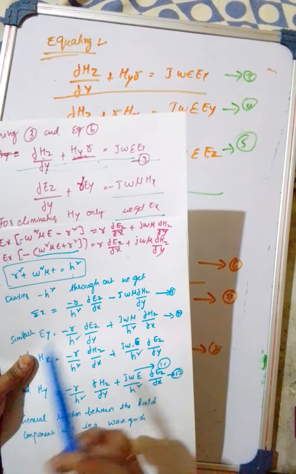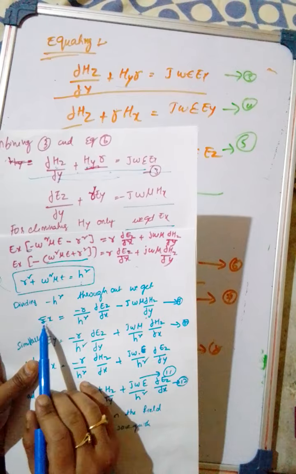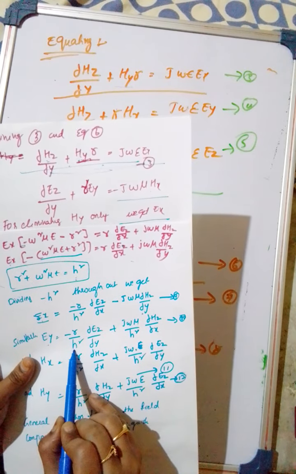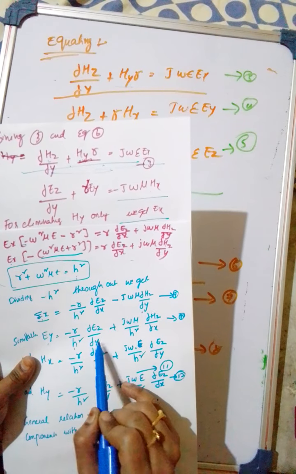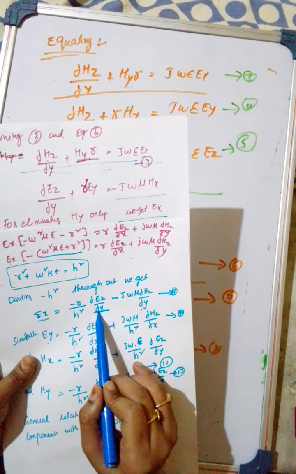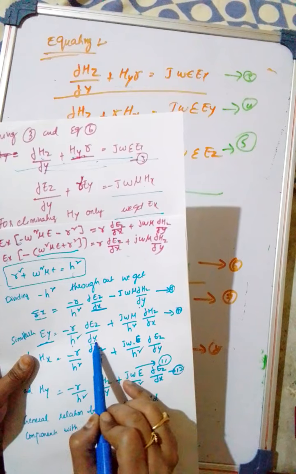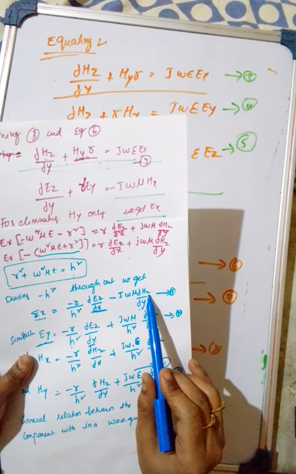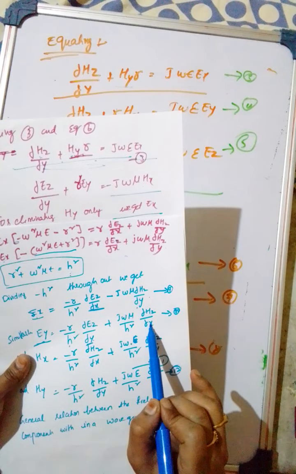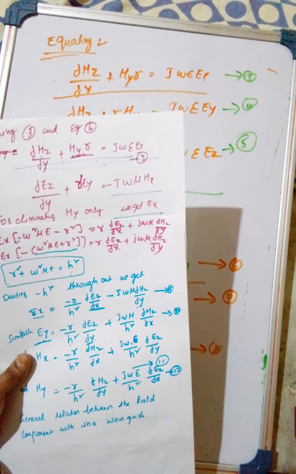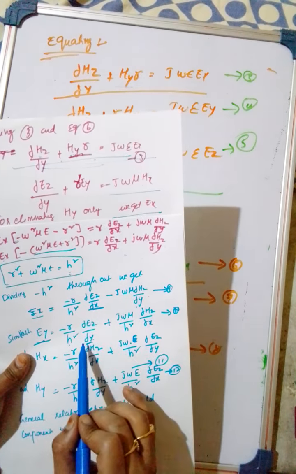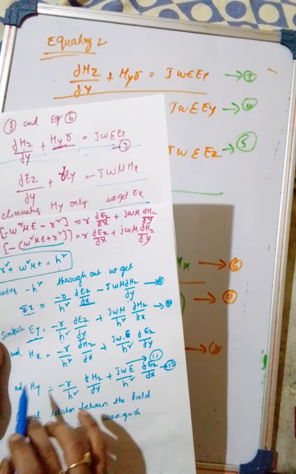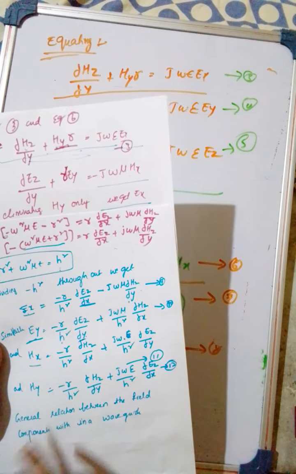Here similarly for Ey, for Ex this value, for Ey the value is minus r by h square dou Ez by dou y. Here only x changes to y, dou y is changed. Same value here for Hz by dou x. In the electric field it is dou y, whereas in the magnetic field it is x. Then we find the Hx value.